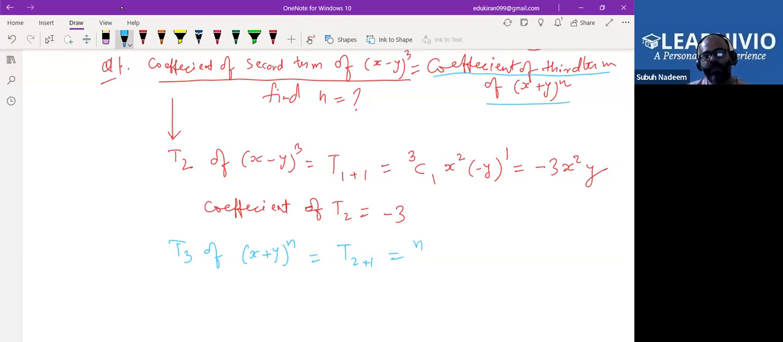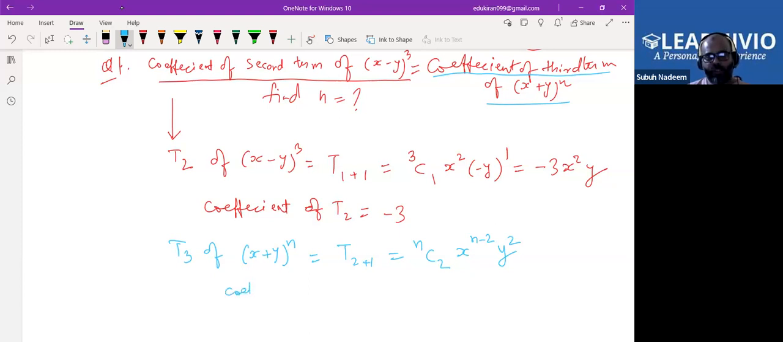3C2, here plus it will be 1. Here it will be n because the power is n. There the power was 3. nC2 x cubed, x to the power n minus 1, n minus 2, and y to the power 2. So this is what we will get.